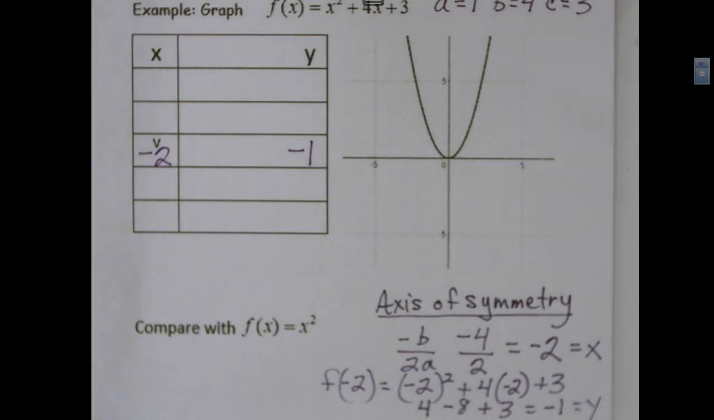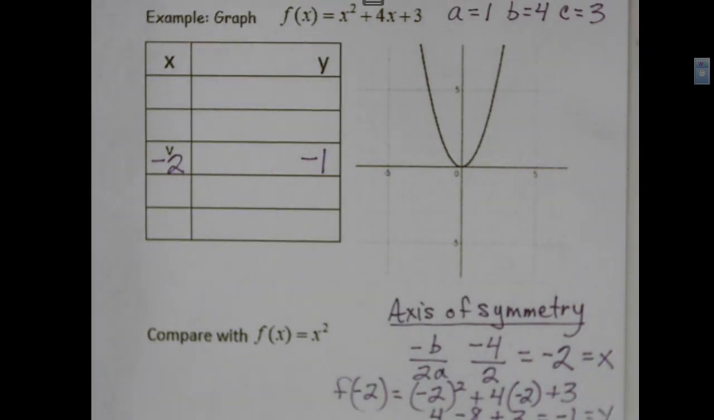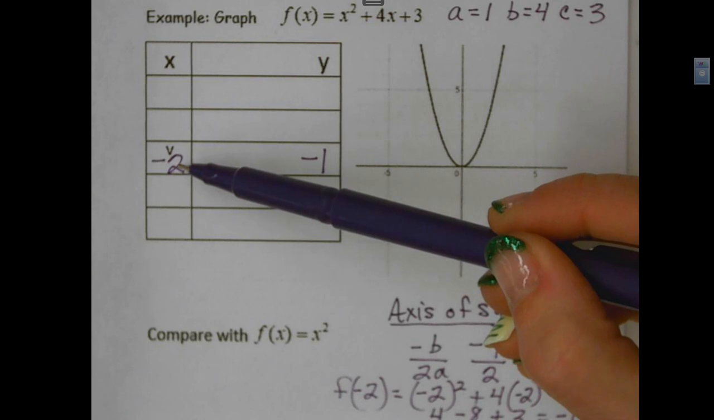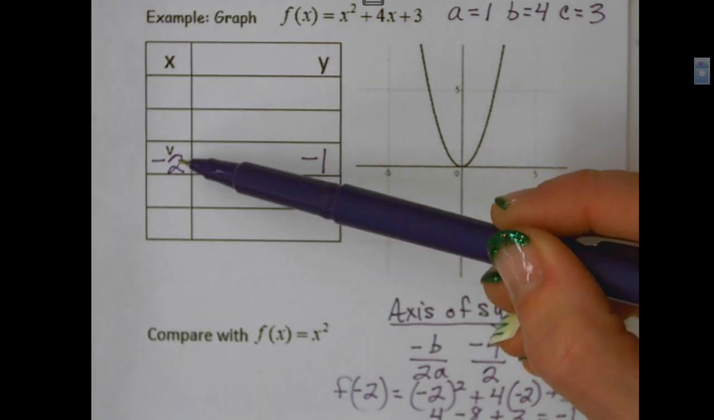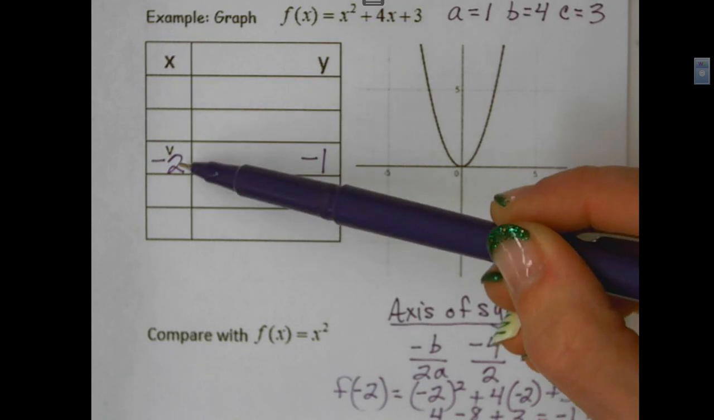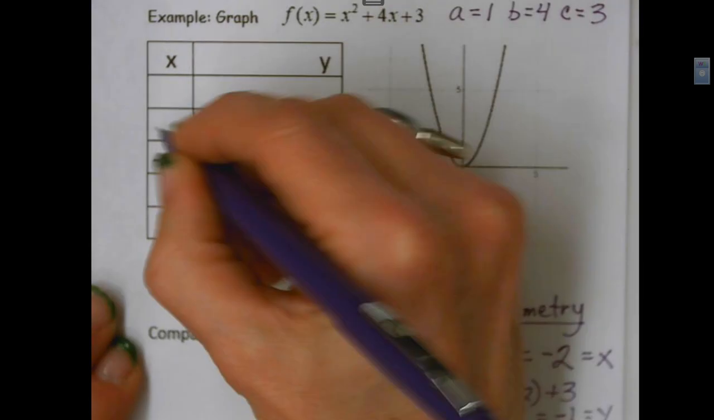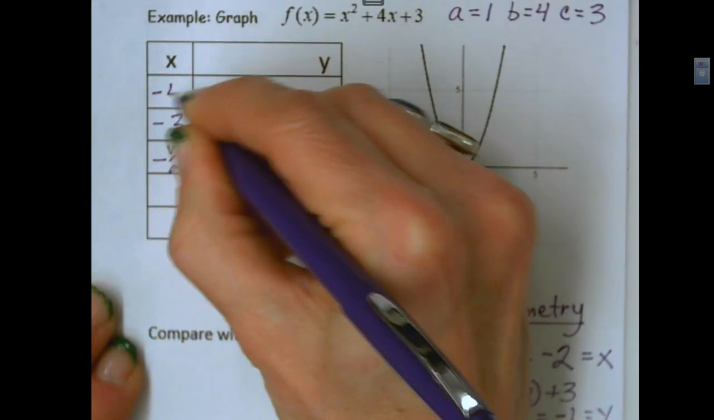Okay, so now what we're going to do is come up with a couple other data points so that we can plot this. I'm going to go 2 numbers smaller than -2. Notice it's smaller. If I owe somebody $2, the next I would owe them $3, and then I would owe them $4.